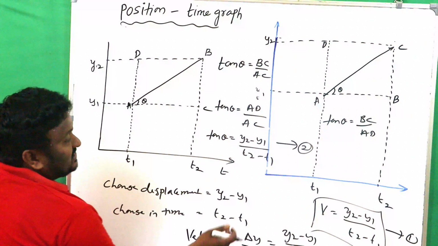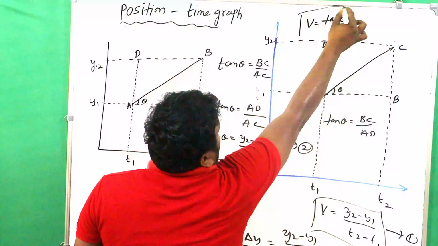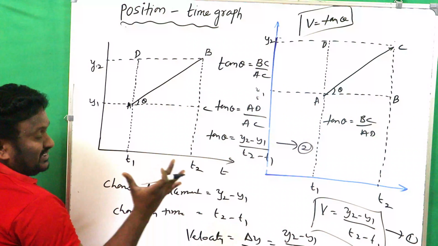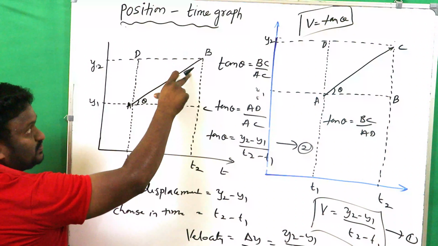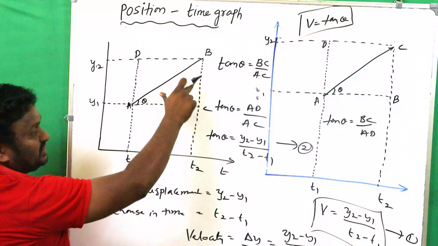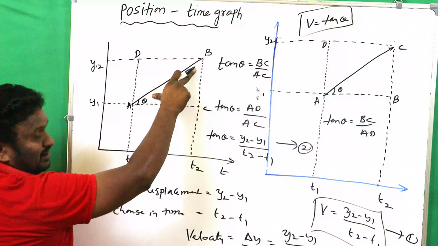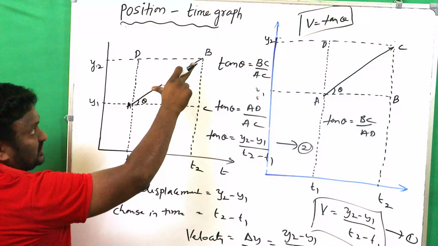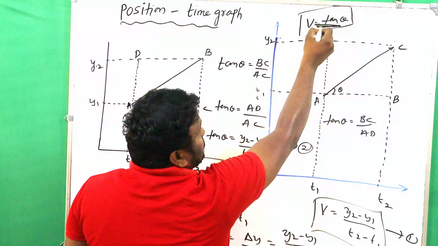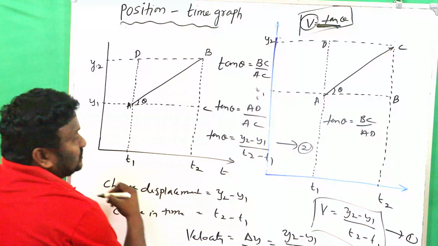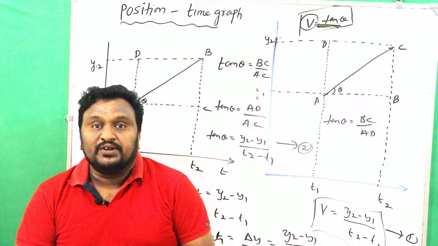From 1 and 2 we can write V is equal to tan theta. What is V? Tan theta, nothing but the slope. The tangent of the slope of the position of the particle gives the velocity. The slope of that particular curve, whatever it may be, is equal to the velocity. The tangent of the angle gives the velocity. By using this basic principle, we have to understand the different situations for different graphs.